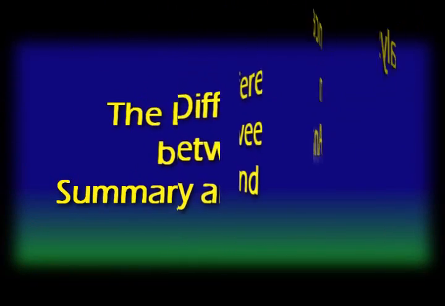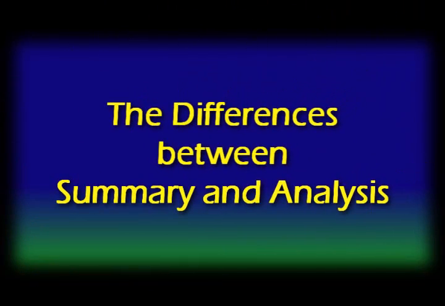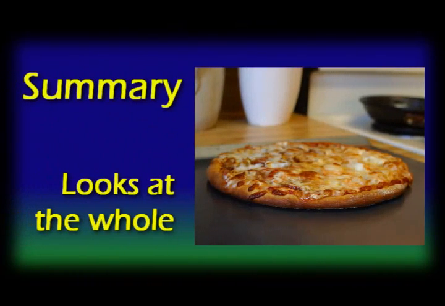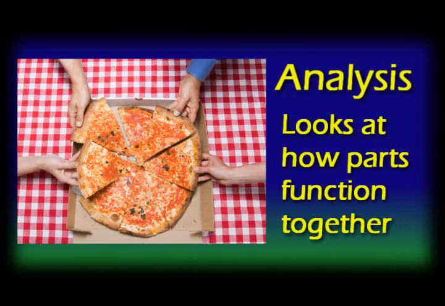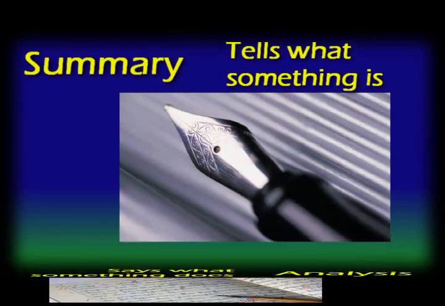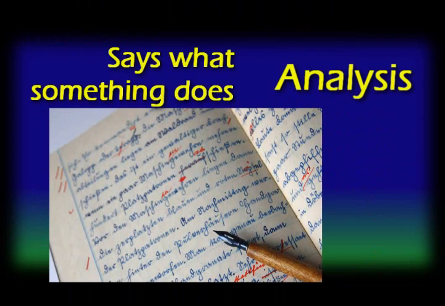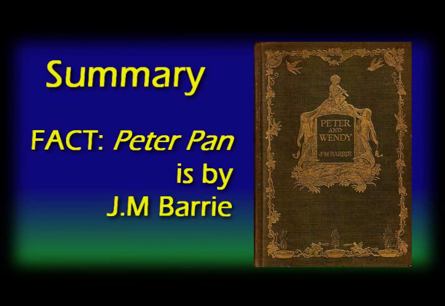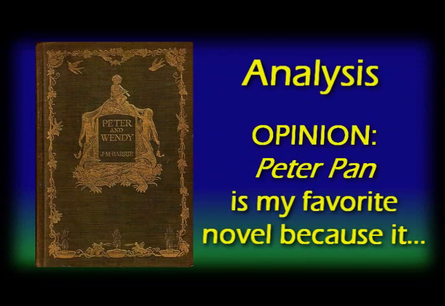Here are some more ways to think about the differences between summary and analysis. Summary looks at the whole. Analysis looks at how the parts function together. Summary tells us what something is. Analysis makes a statement about what something does. Summary is a presentation of only the facts. Analysis uses the facts to support opinions or observations of your take on the work.